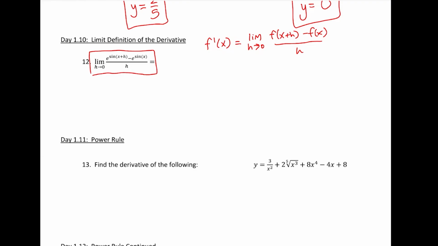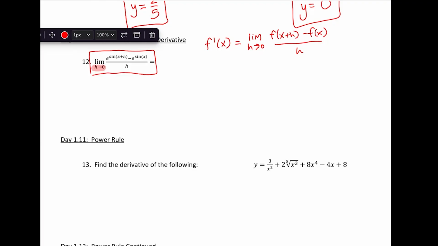Anytime you see this limit, even if it's mixed up with some other limits, if you ever see this h approaches 0, that should be an alarm in your head. Say, hey, wait a minute, that is not really a limit question. I mean, technically, I guess it is, but the way you want to approach this is not to try to solve it as a limit, but rather try to solve it as a derivative.